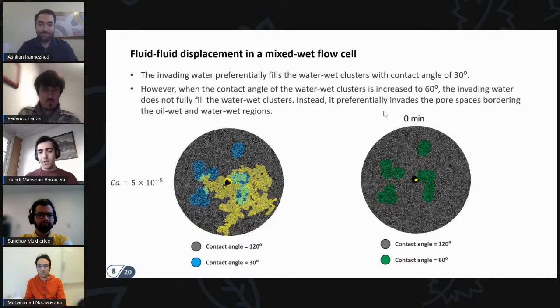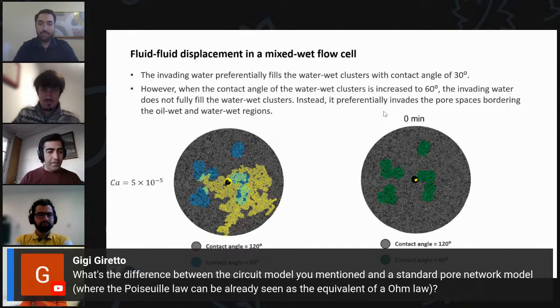So, questions from the audience. Gigi, I hope I'm pronouncing right. Gigi Giretto asks, what is the difference between the circuit model you mentioned and the standard pore network model, where the Poiseuille law can be already seen as equivalent to Ohm's law?